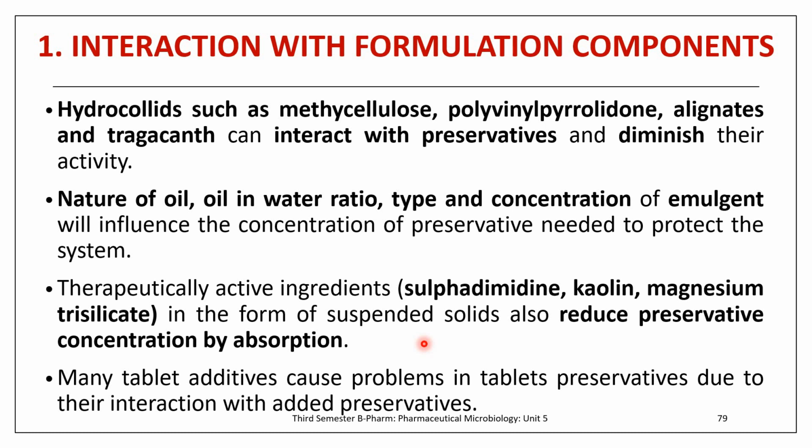For example, hydrocolloids such as methyl cellulose, polyvinyl pyrrolidone, alginate, tragacanth, all these are polymers which are mainly used in some kinds of suspensions or emulsions. So these have an ability to interact with the preservative. So what will happen is these kinds of polymers will absorb some concentration of the preservative and it will diminish their action.